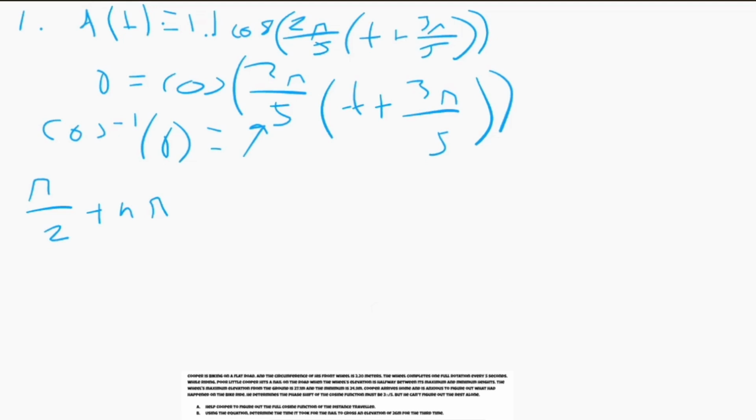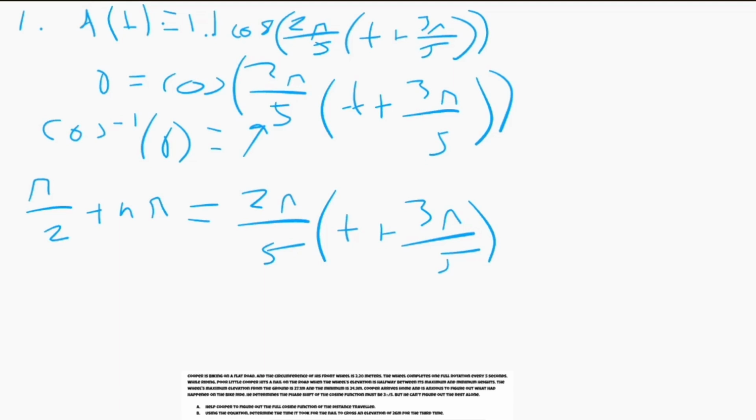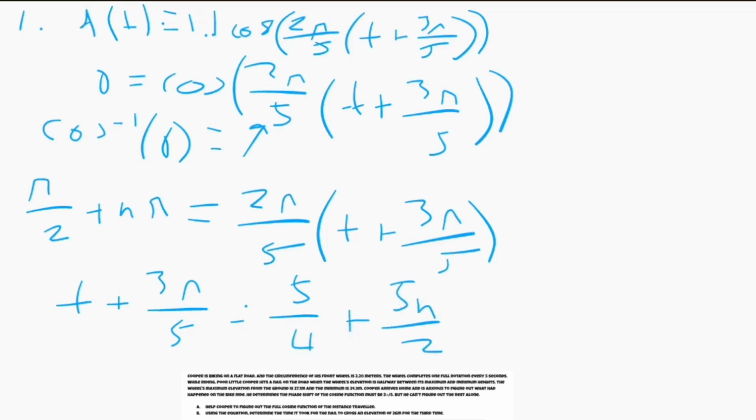So pi over 2 plus n pi would be equal to 2 pi over 5 times time plus 3 pi over 5. From here, we can rearrange the equation pretty simply to get time plus 3 pi over 5 equals 5 over 4 plus 5n over 2. And again, rearrange it by subtracting 3 pi over 5 on each side. We have successfully isolated time to equal 5 over 4 plus 5n over 2 minus 3 pi over 5.